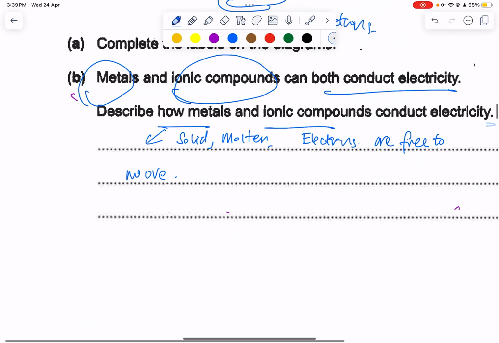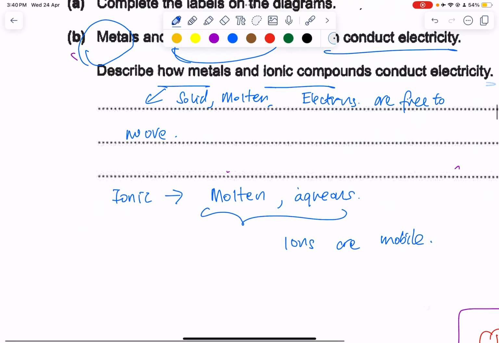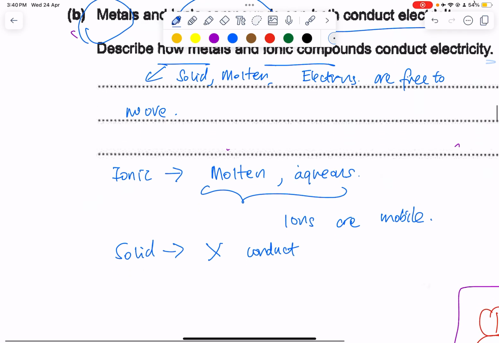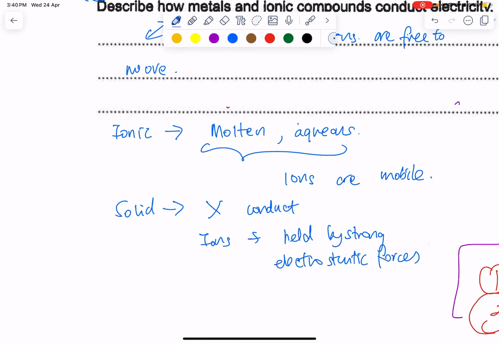Now, for ionic compounds, we need to understand that they can only conduct electricity in molten and aqueous states, because only in these two states the ions are mobile. And we need to also mention that in solid state they cannot conduct. Why? Because the ions are actually held by strong electrostatic forces of attraction. Therefore, they cannot conduct electricity.